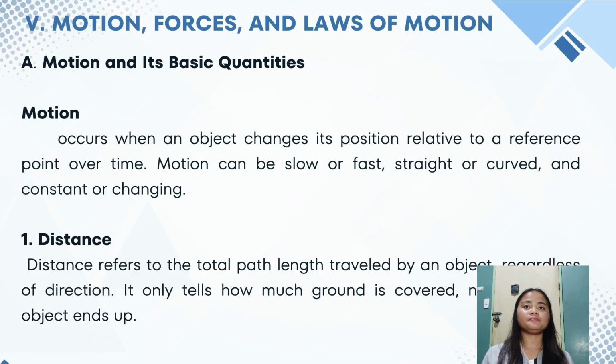So first is distance. Distance refers to the total path length traveled by an object regardless of the direction. For example, a vehicle traveling from here in Norso to Sumaliring has a long distance.